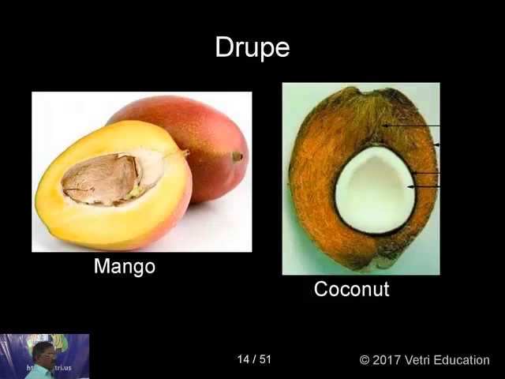Regarding the drupaceous, look here. In mango, the outer epicarp and mesocarp are the edible part. Inside you can find a very hard layer, that is the endocarp, and inside the hard layer you will get the seed. Here in coconut the outer is a leathery part, the middle is a fibrous part, and inside is the stony part. Inside the stony part you will have endosperm, that is the edible part.